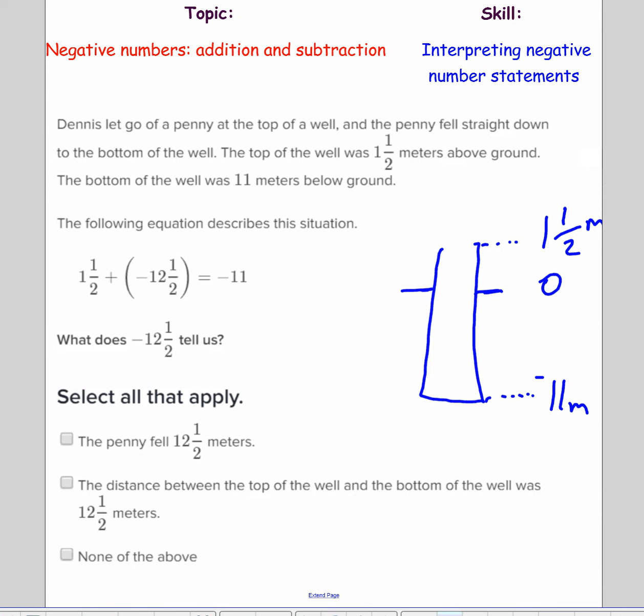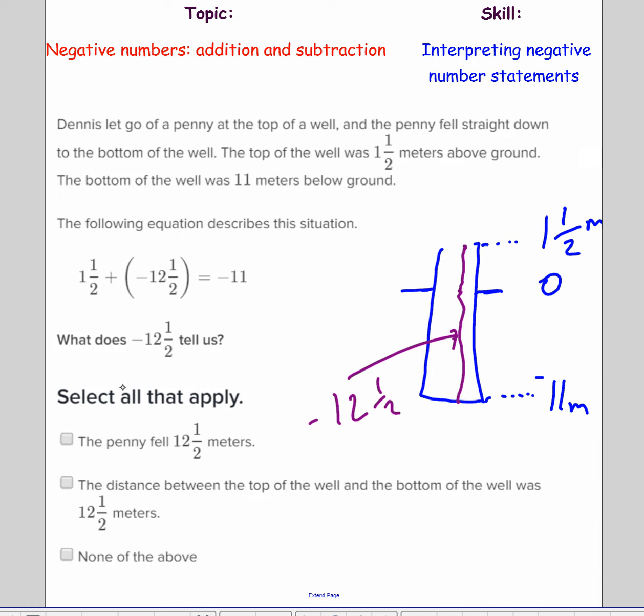Well, if you think about it, to drop the penny from the top of the well just to the ground, it travels 1.5, and then to go the rest of the way down to here, it travels a total distance of 1.5 plus the 11 it has to drop below ground. So it travels 12.5, but it drops down, so it's a negative. It goes in the negative direction, 12.5.